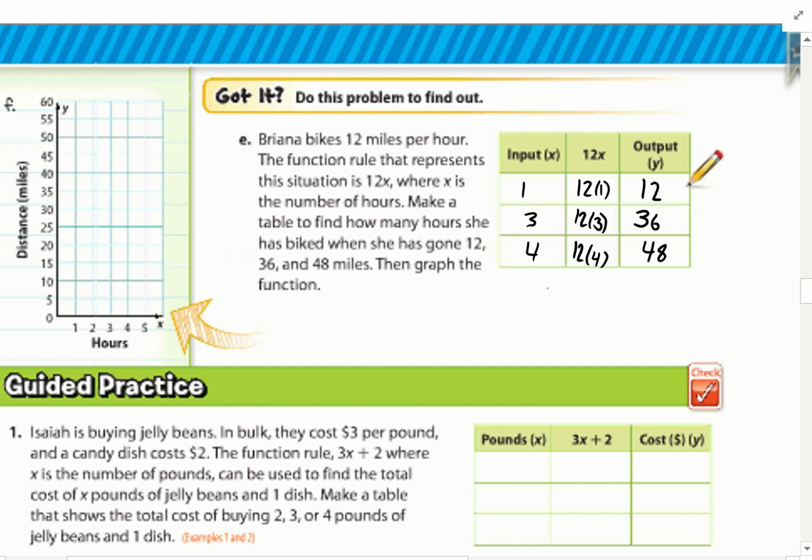So now I have my ordered pairs of 1, 12, 3, 36, and 4, 48. So now I just graph it on the left side. 1, 12, 3, 36, 4, 48.